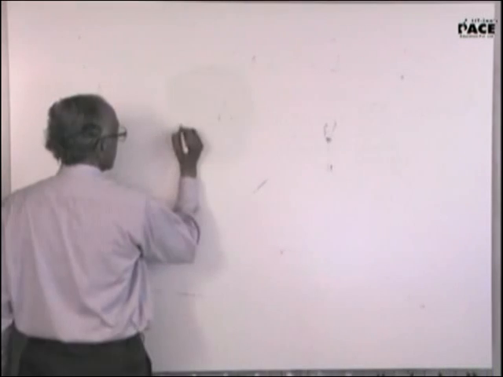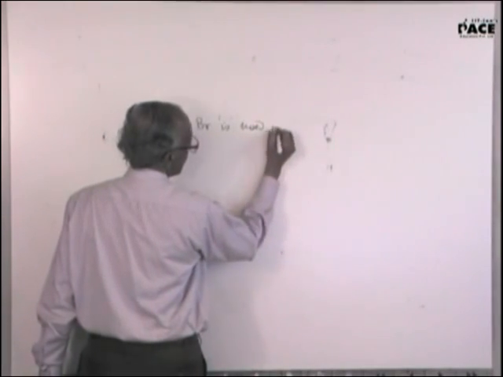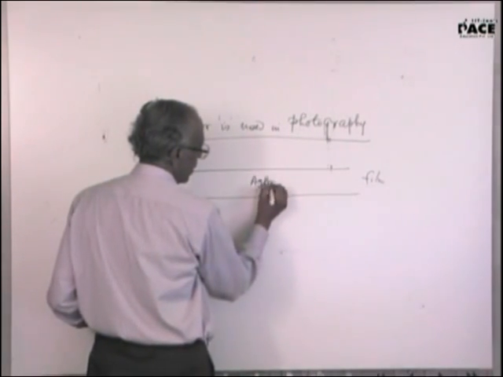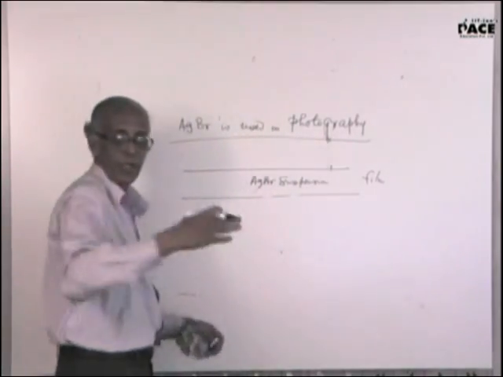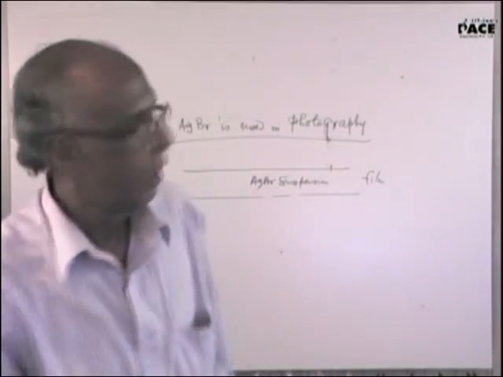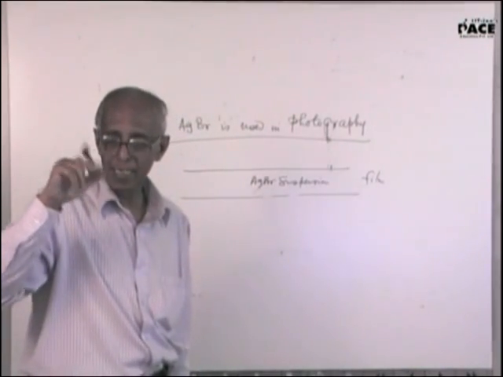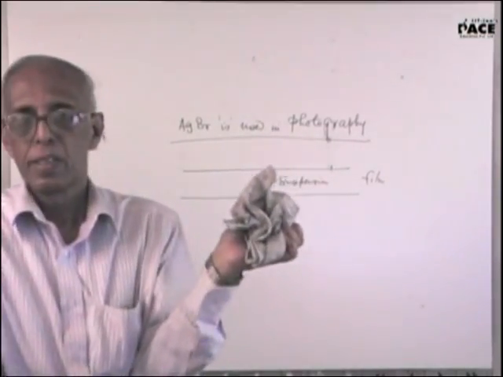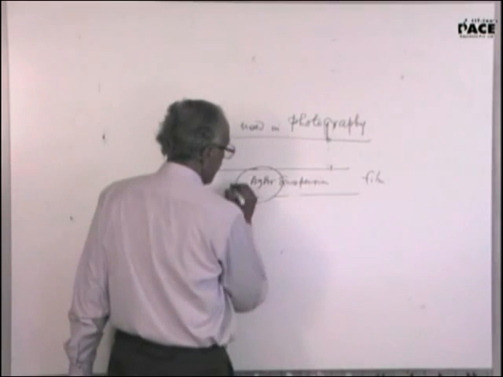Silver bromide is used in photography. So you take a film and a silver bromide suspension is added onto the film. So the film is coated with silver bromide. Now when you click the shutter, when you press the button, the shutter is open and the visible light falls onto the silver bromide of the film.